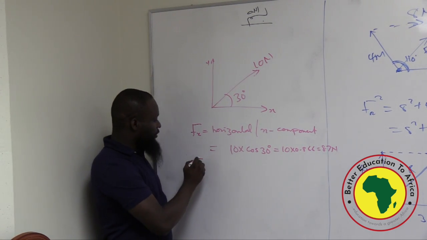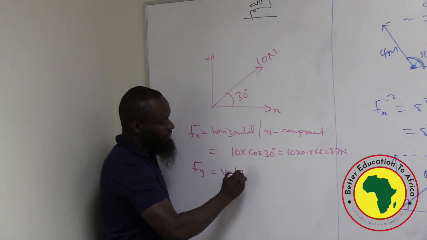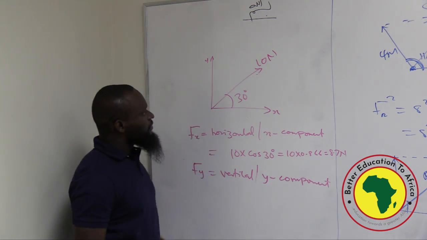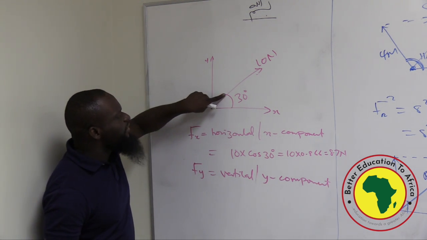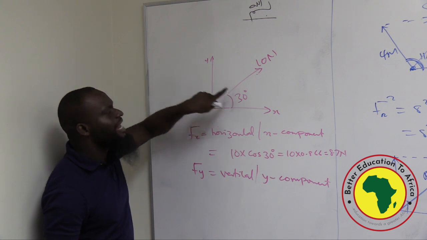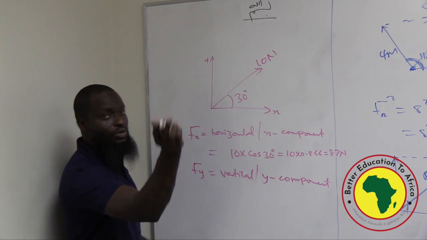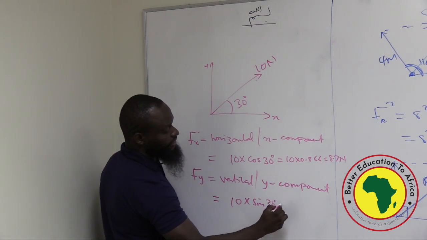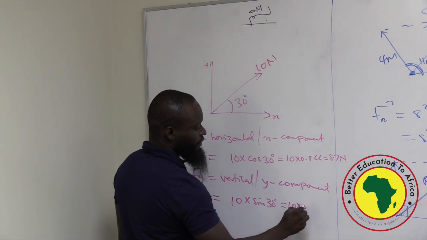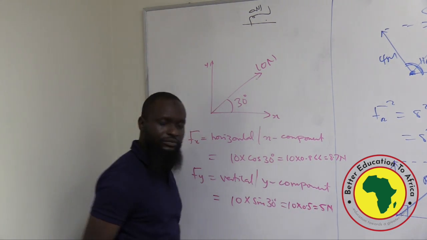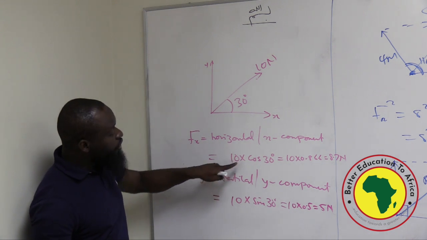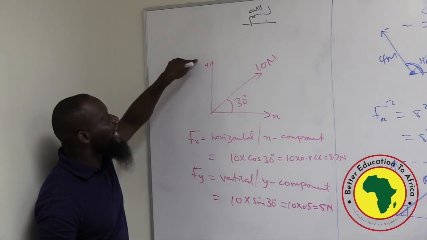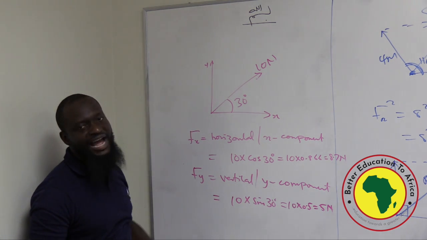Now let's get the vertical component, Fy, which is called the vertical or y component of the force. Now, is 30 degrees the angle between the vertical and the force? No, then I will use sine. That's the short form. So my Fy will be 10 times sine of the same angle, 30 degrees, which is 10 times 0.5, which will give me 5 newtons. Listen, I used cosine for the x-axis because the x-axis had the angle. I used sine for the y-axis because the y-axis did not have the angle.